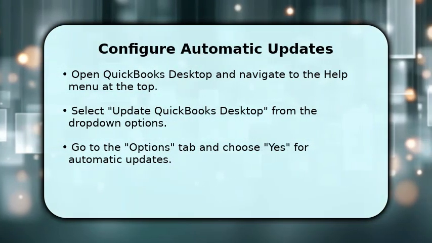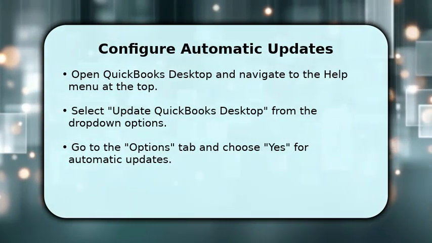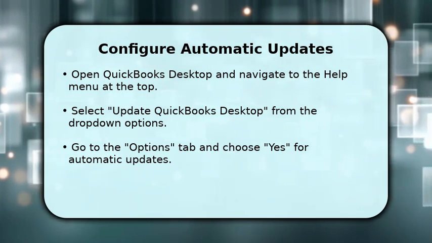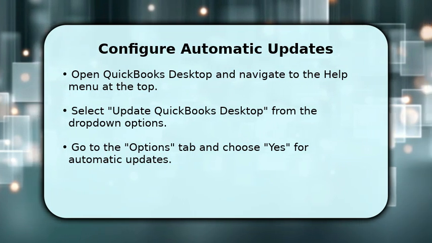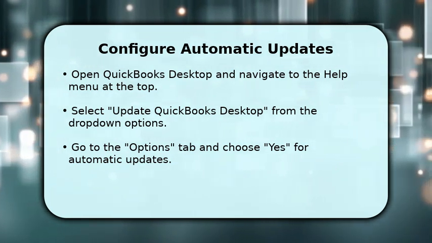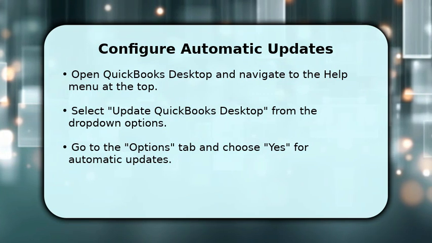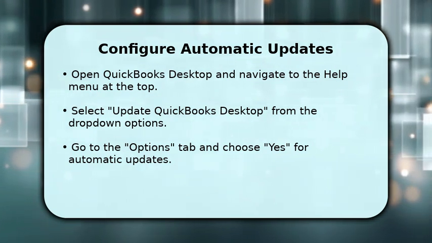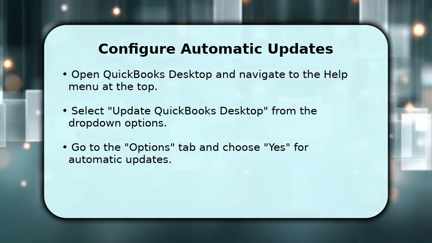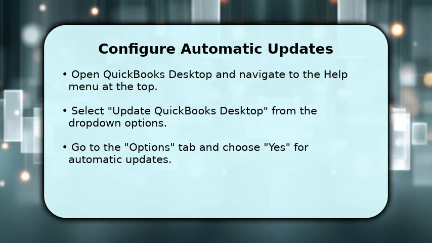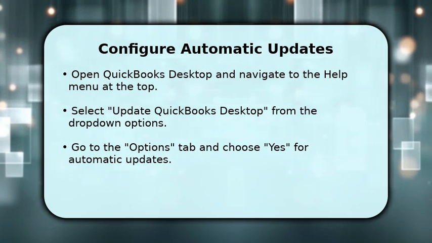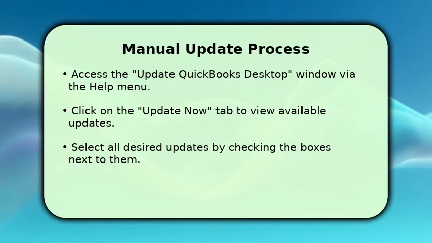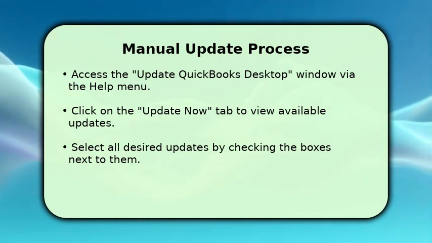To set up automatic updates, open your QuickBooks desktop software and find the Help menu at the top. From there, select Update QuickBooks Desktop. Within the Update window, click on the Options tab. Here, you can choose Yes to enable automatic updates. You can also schedule these updates to download automatically, perhaps during off-peak hours like overnight, ensuring your software is always current without manual intervention.